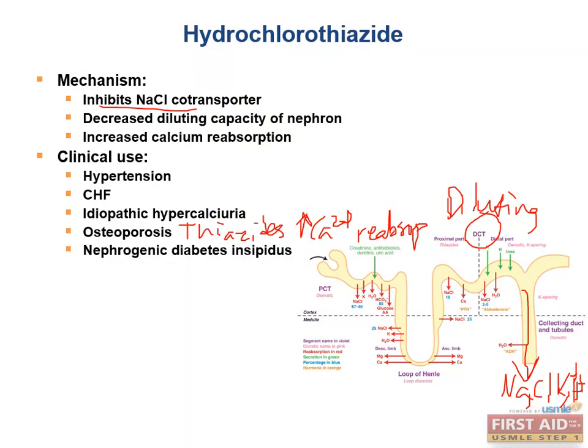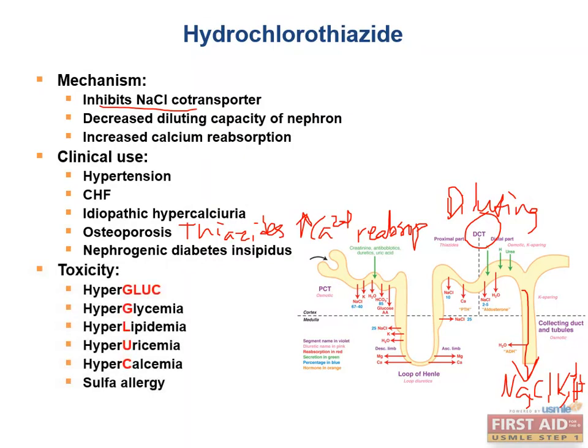Toxicities for hydrochlorothiazide can be remembered with the mnemonic HyperGLUC. Hyperglycemia, hyperlipidemia, hyperuricemia, and hypercalcemia. And last of all, remember that this is a sulfa drug, so patients can have sulfa allergies to hydrochlorothiazide.